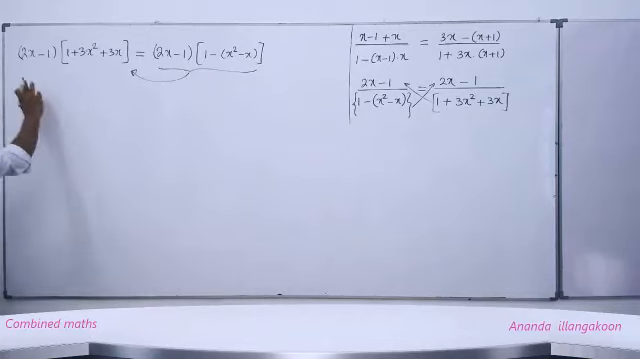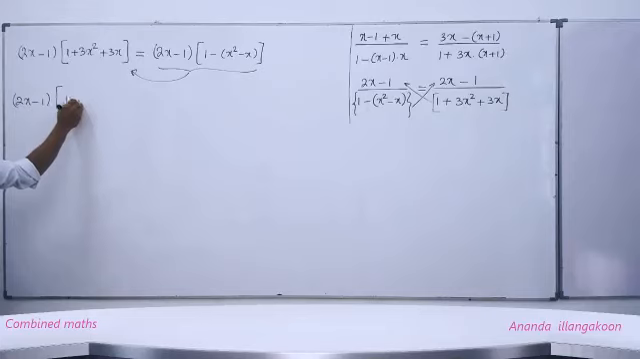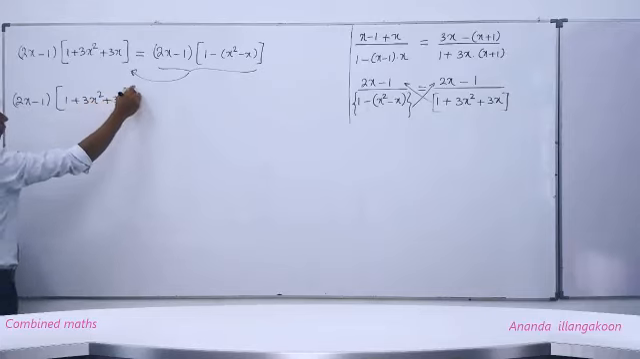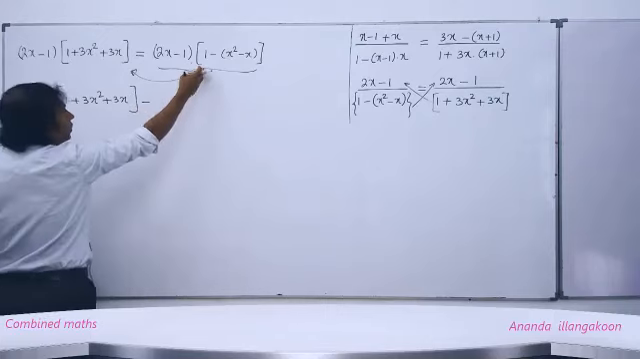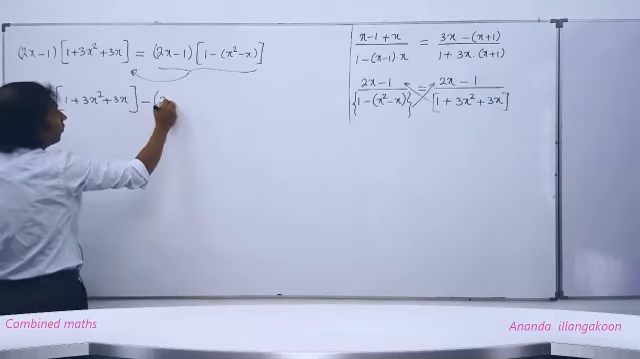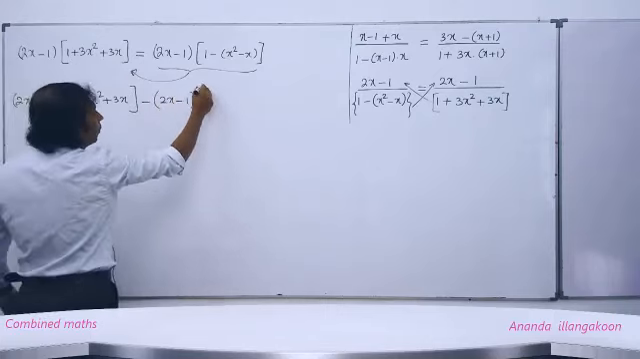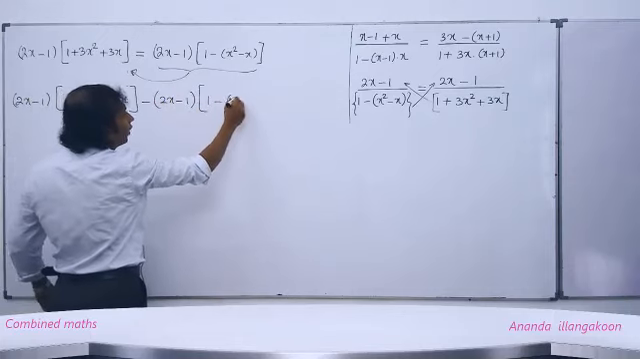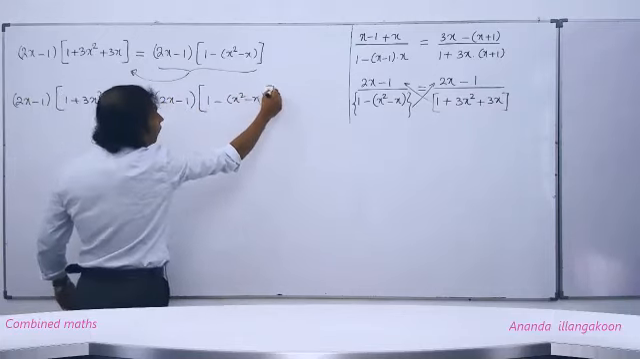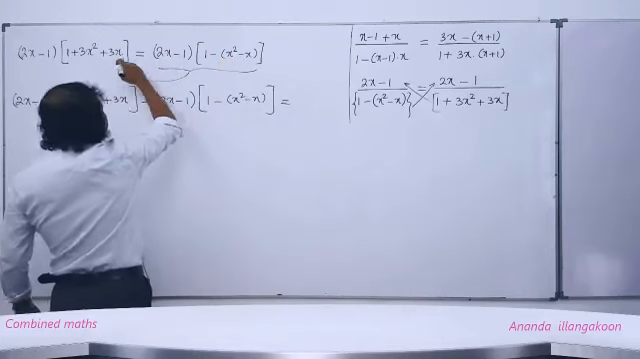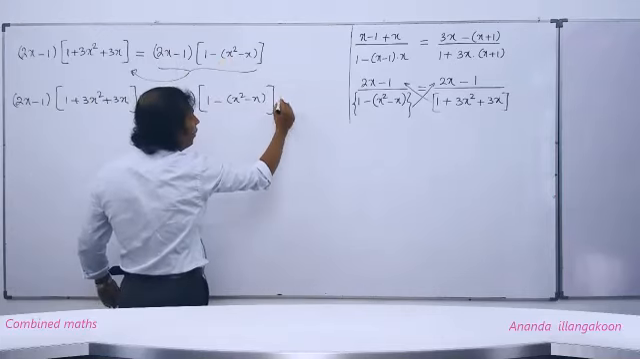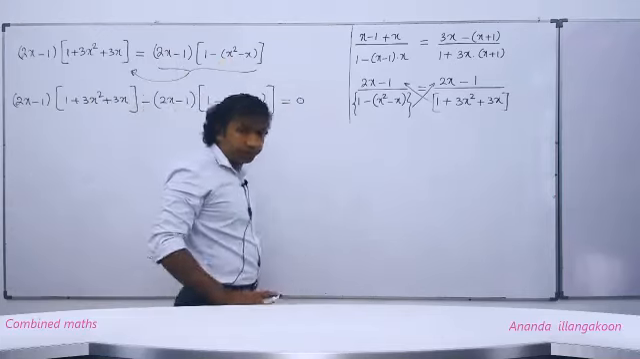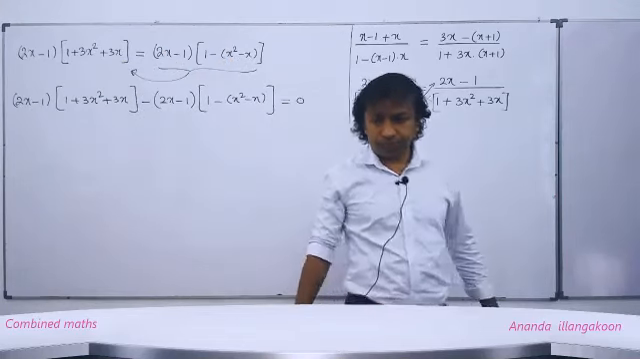Then we have 2x minus 1 times 1 plus 3x squared plus 3x. Once you take this to this side, we get minus 2x minus 1 times 1 minus x squared minus 6. Also bring this to the left hand side, and on the right hand side the remaining value is nothing but zero. It is zero. Okay?